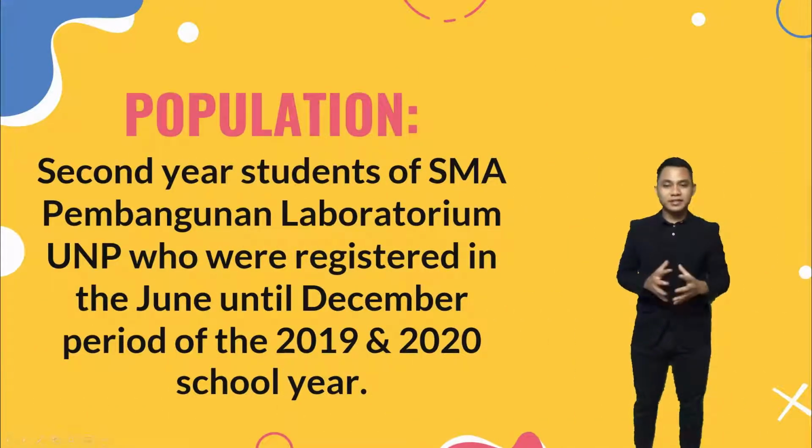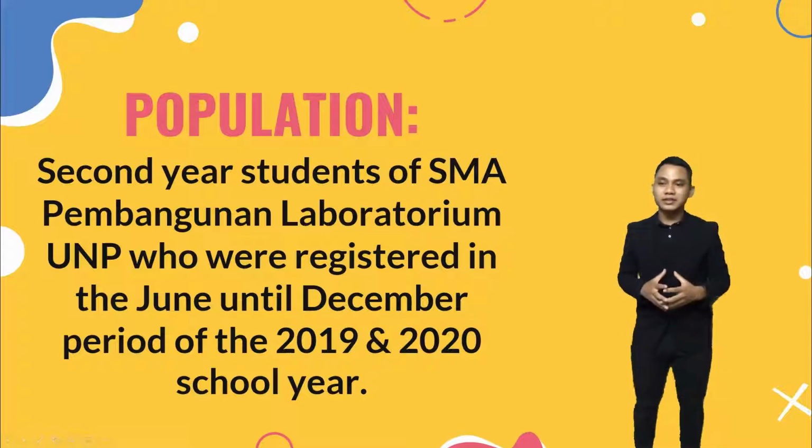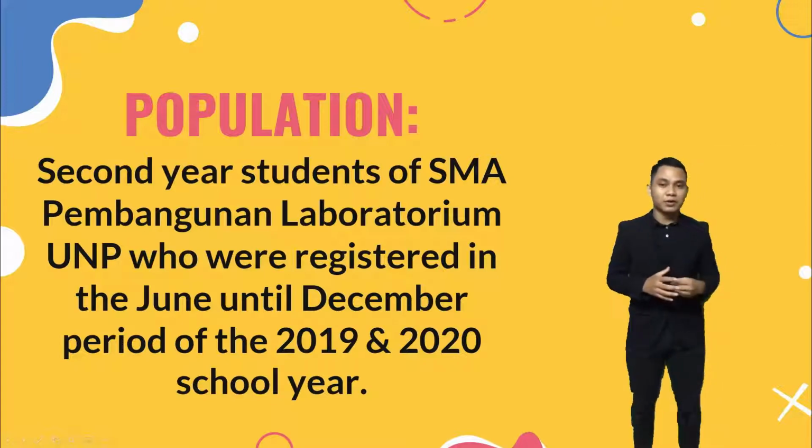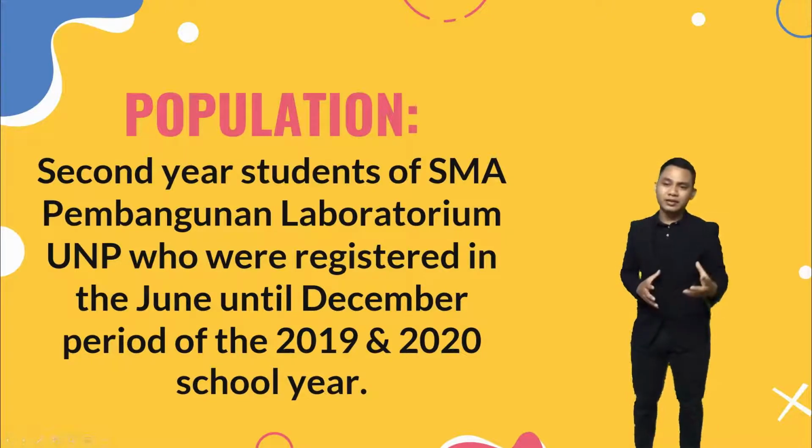While the population and sample for this study are second-year students of SMA Pembangunan Laboratorium UNP who were registered in the June until December period of the 2019 and 2020 school year. First thing first, I have to admit that the researcher does describe the population and sample for this study. But the researcher does not elaborate more about the population and sample. It might be better if the researcher explained more about the sample and population so that the readers will have more understanding of the targeted respondents and participants of this study.